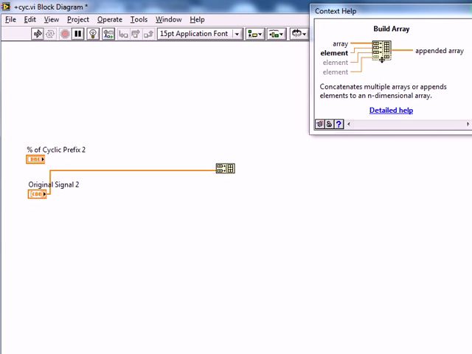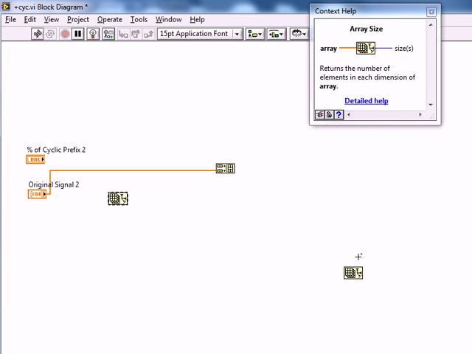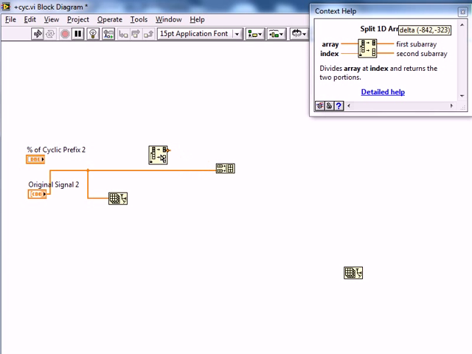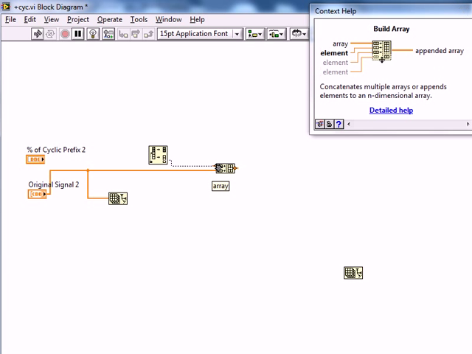Next, we need to know the length of our original signal so that we can effectively decide where to break our array in order to find the appropriate cyclic prefix. And so, as hinted to, we do need to have some sort of split array function where we're going to take the second part of the split, and that's going to ultimately end up being our cyclic prefix. Now, the question as to where to split it may seem a little unintuitive at first, but it's the way the split array command works.